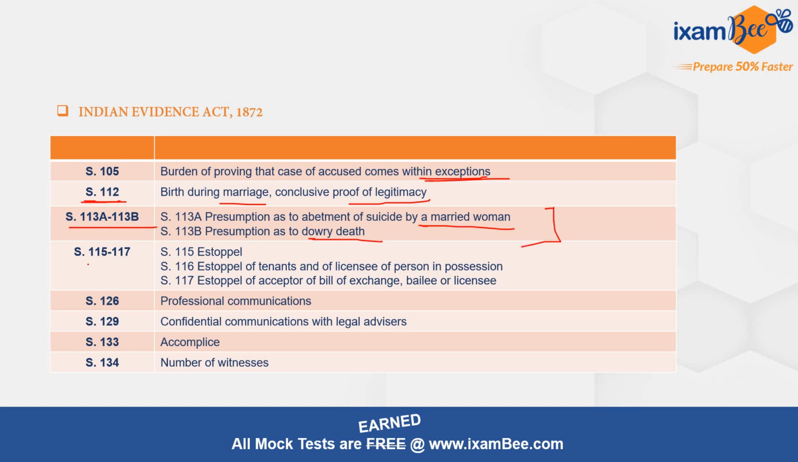Then section 115 to 117, that is talking about estoppel. So what is estoppel and the related provisions, they have been contained, that is important. Then section 126, professional communication से related यहाँ पे provisions हैं. 129, that is containing provisions with respect to confidential communications with legal advisors. Section 133, accomplice, and 134 is talking about number of witnesses. So all these are very important over here.